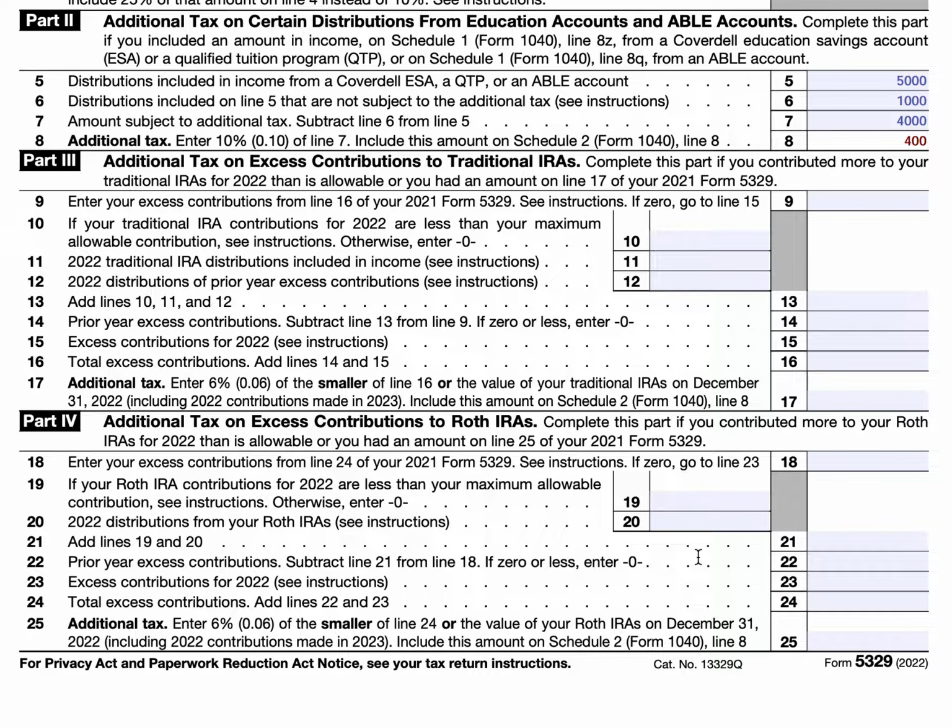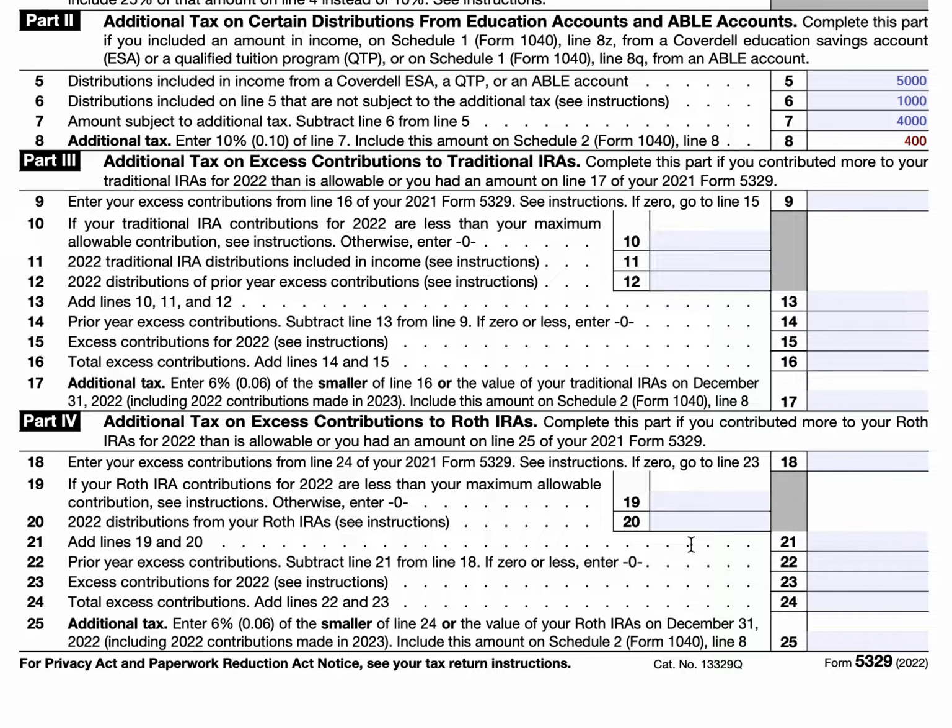For line 21, you will add lines 19 and 20. For line 22, prior year excess contributions, you will subtract line 21 from line 18. If this number is 0 or less, enter 0. For line 23, you will enter the excess of your contributions to Roth IRAs over your contribution limit.